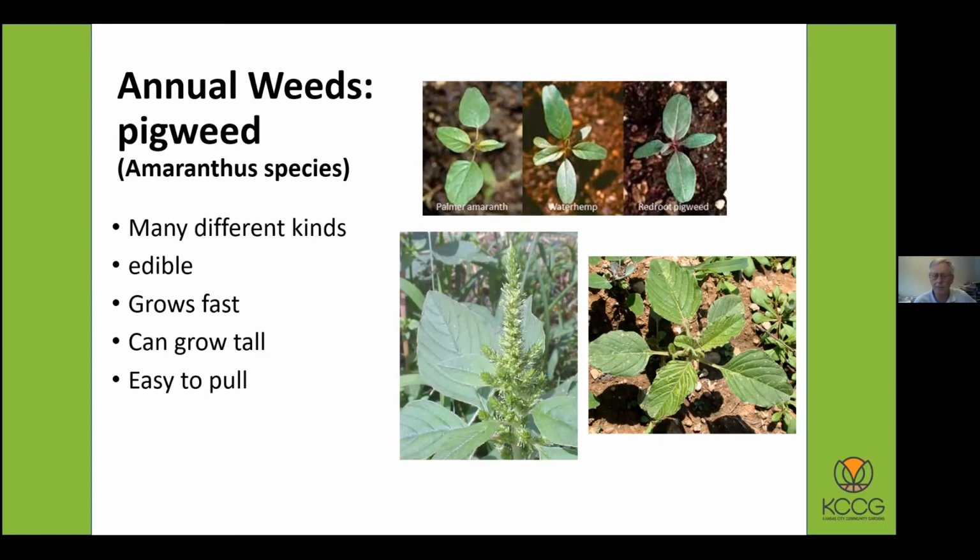So there's many different species, different kinds of pigweed. They grow really fast. They can grow pretty tall, like 6 to 8 feet tall. They're fairly easy to pull. They have this green flower stalk on it. It's going to produce lots and lots of seeds, thousands of seeds from one plant. And so you want to make sure to get these weeds out before that happens.